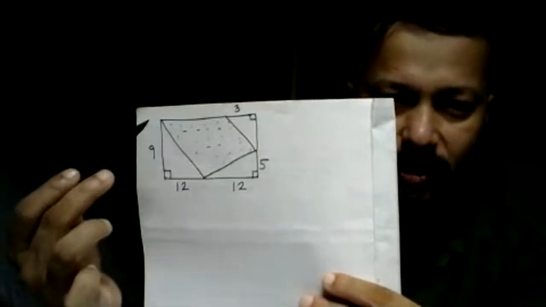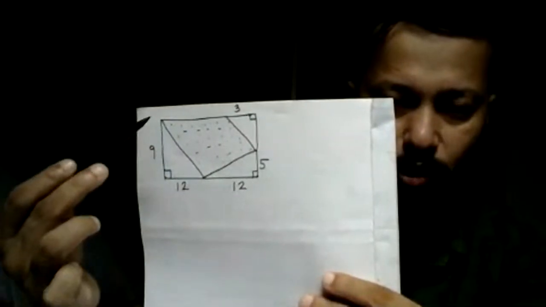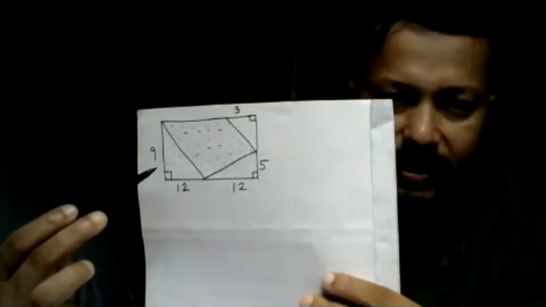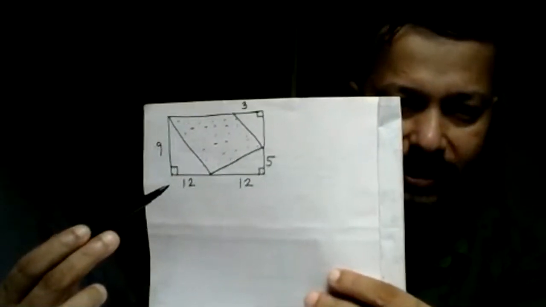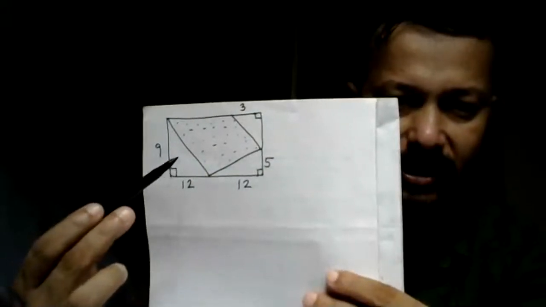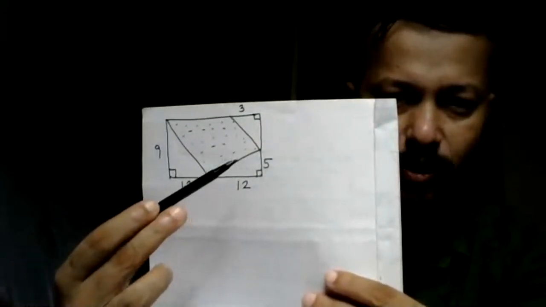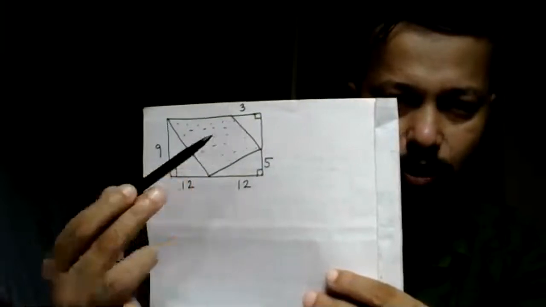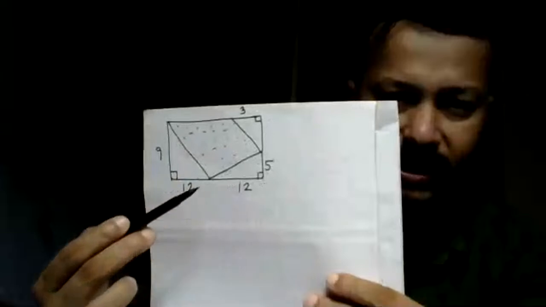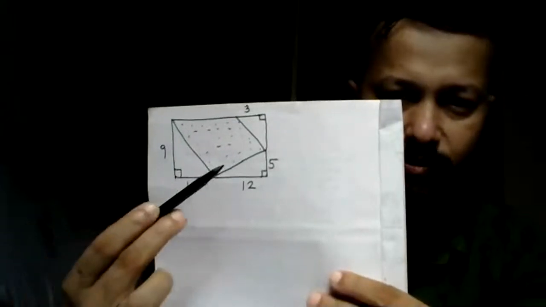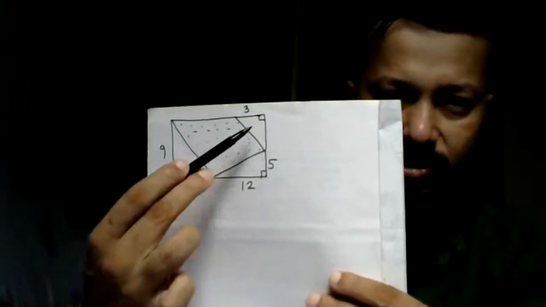To find that, from this rectangle, can you see this rectangle? From this rectangle, we will minus this triangle, this triangle, and this triangle. Understood? All these triangles we will minus. Fine. So write down.